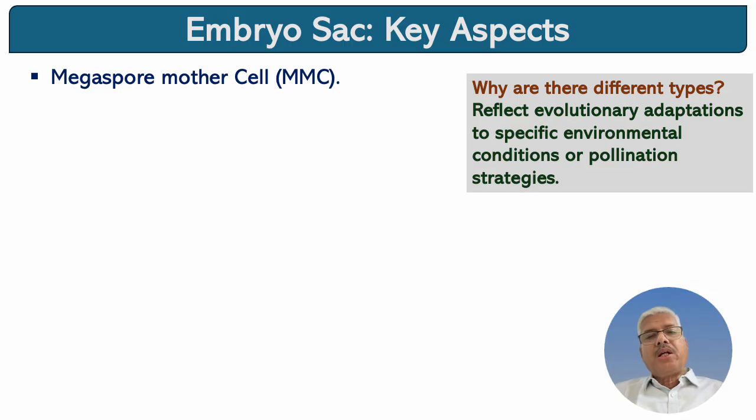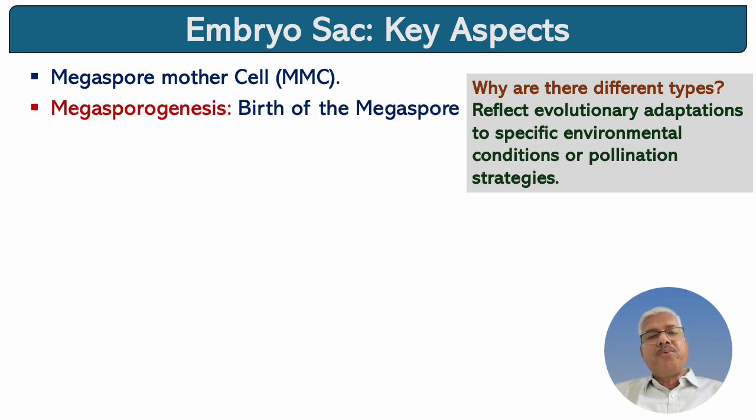Here are some of the key stages involved in embryo sac development. The embryo sac develops within the ovule, which is located inside the ovary of the flower. It originates from the megaspore mother cell, abbreviated as the MMC. The birth of the megaspore is known as megasporogenesis. It is the process of the formation of megaspores from the megaspore mother cell.